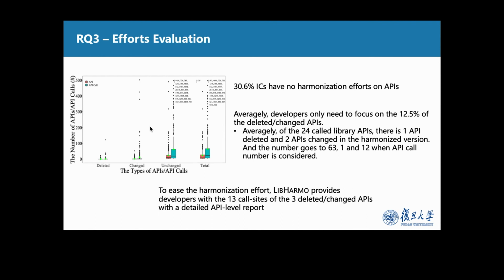In other words, on average, developers only need to focus on the 12.5% of deleted or changed APIs. To ease the harmonization effort, LibHarmo provides developers with the 13 call sites of the 3 deleted and changed APIs with a detailed API-level report.